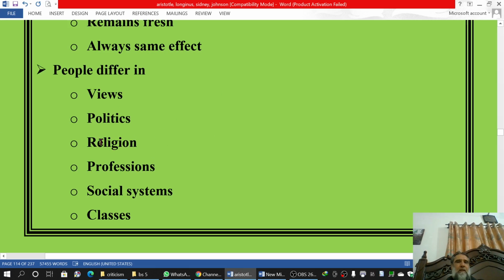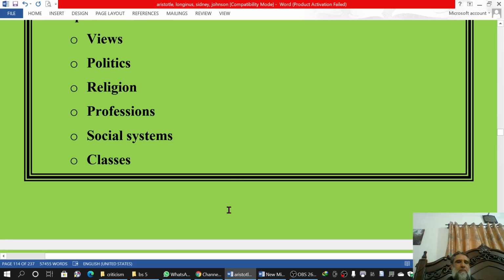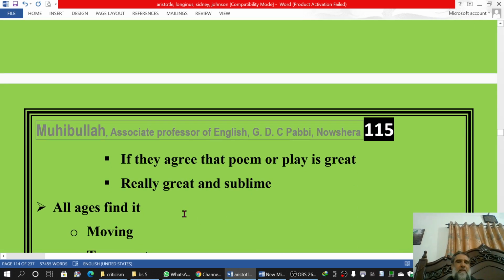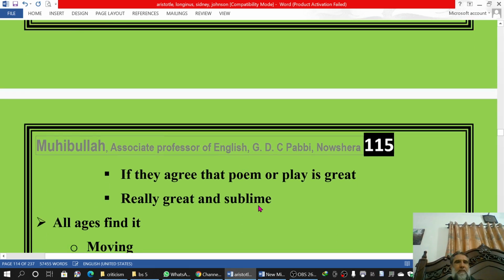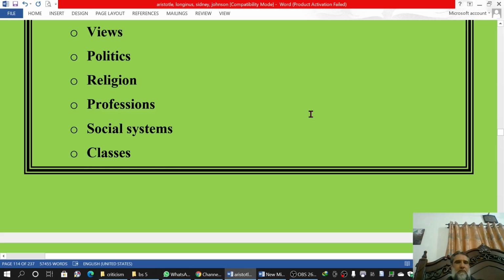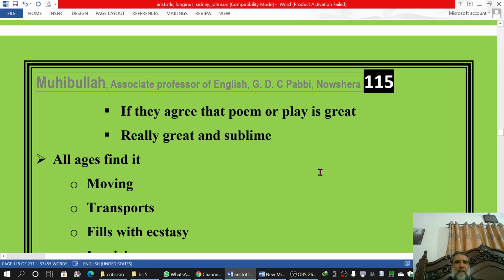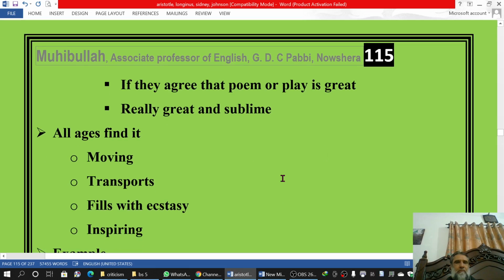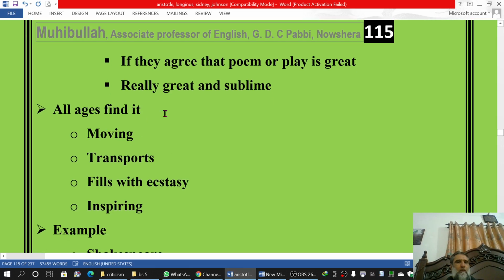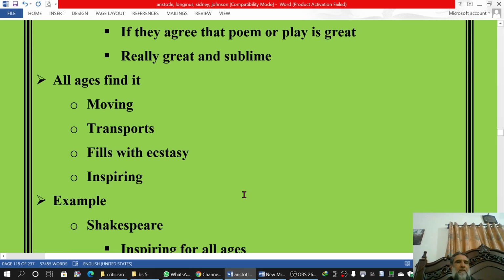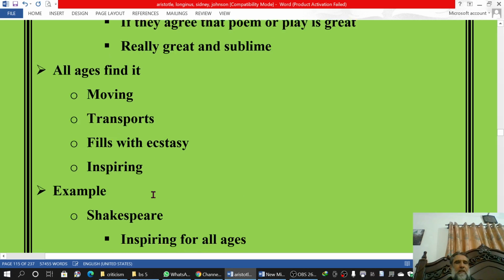Different people have different views. They have different political views, religious views, professional views, social systems views, and belong to different classes. But whenever they read that poem which has sublimity in it, all of them agree that the poem or the play is great. Such a poem is read by people belonging to different religions, different professions, different classes, but all of them are inspired. So we say that such a play or poem has sublimity in it. Every age finds such a poem moving, one which transports you, fills you with ecstasy, and inspires you.